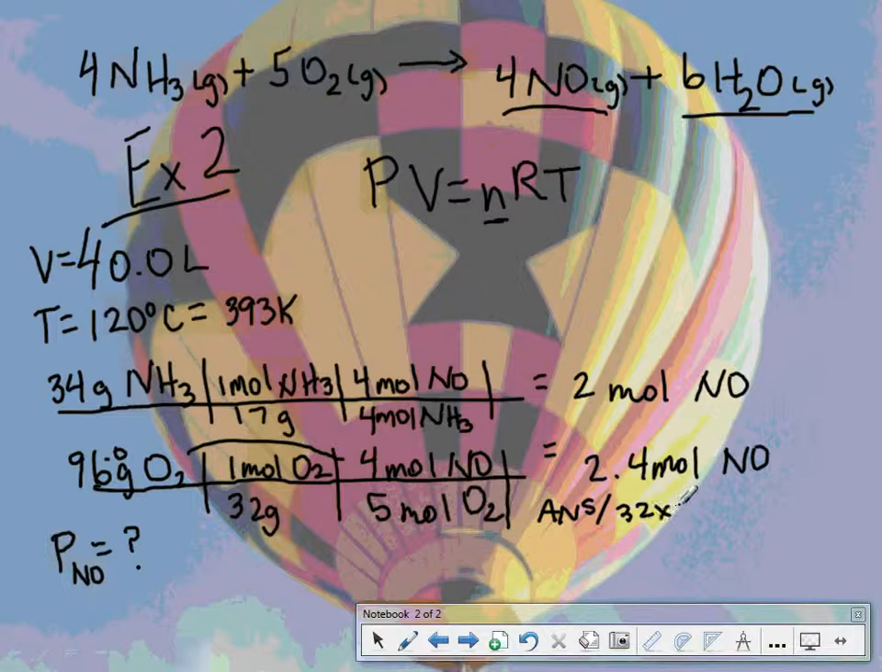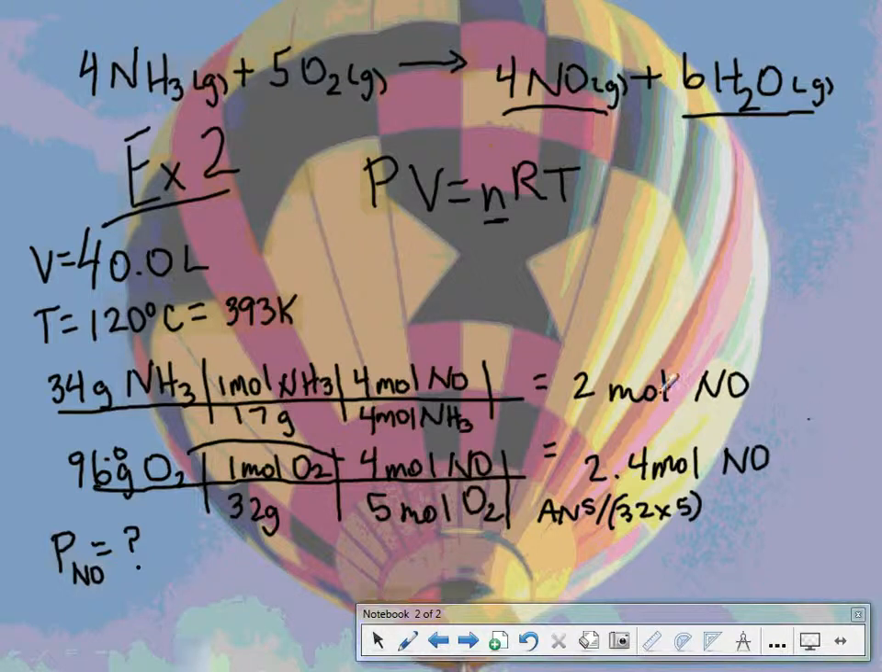Put parentheses around this part, because your calculator thinks you want to do this first and then multiply that answer by 5, and you're going to get a crazy wrong answer. We want to convince the calculator to do things our way, so use parentheses there.